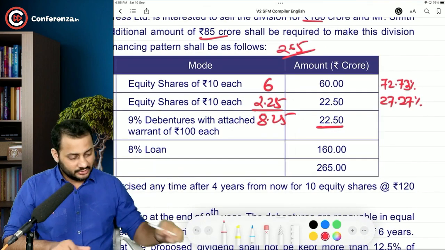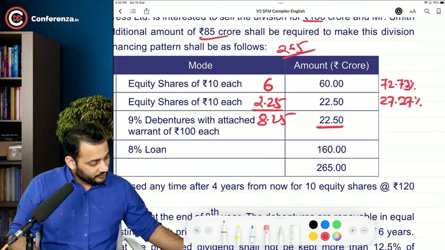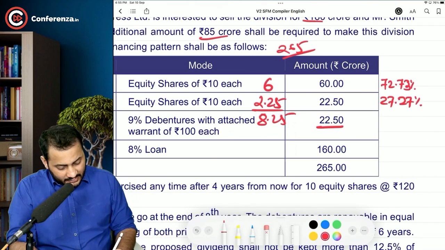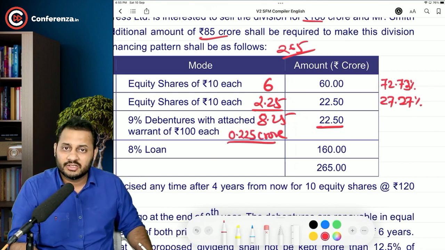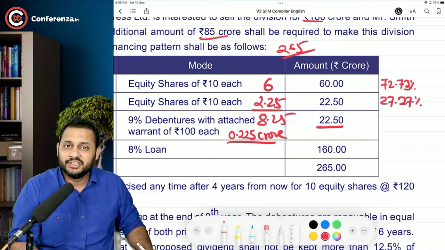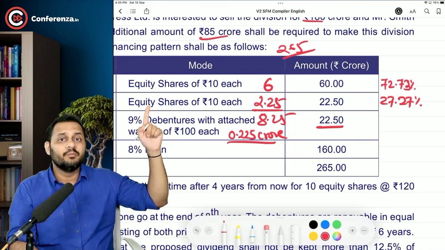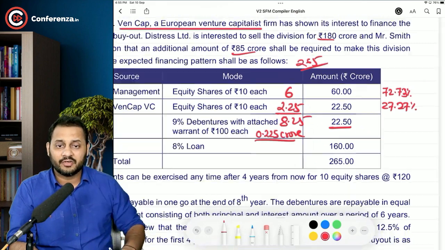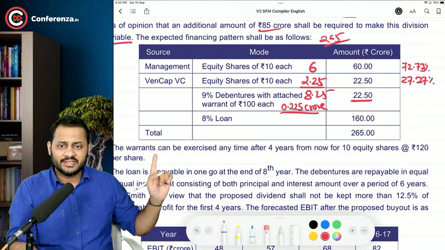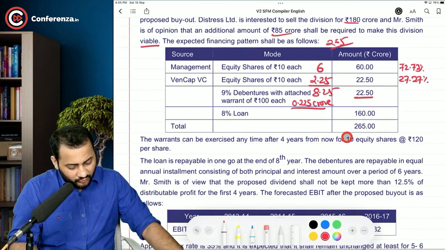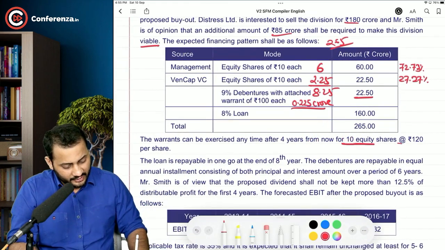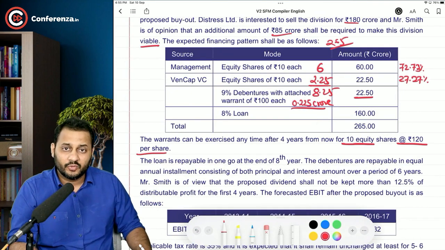100 rupees each. So 22.50 divided by 100. I can say that 0.225 crore debentures in numbers are there. Each debenture can be converted into some equity shares after 4 years. See, the warrants can be exercised anytime after 4 years from now for 10 equity shares at rupees 120 per share. Now what will happen?